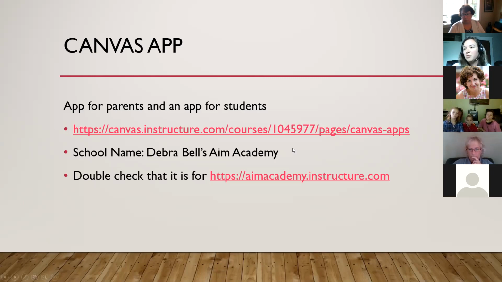The main question we get about the app is, what is the name of our school? We are Deborah Bell's AIM Academy, and an even easier way to look it up is to use our web address, aimacademy.instructure.com. It takes a few minutes to set up on your phone, and then you can see everything, and you can set your notifications on there as well. It's really convenient.